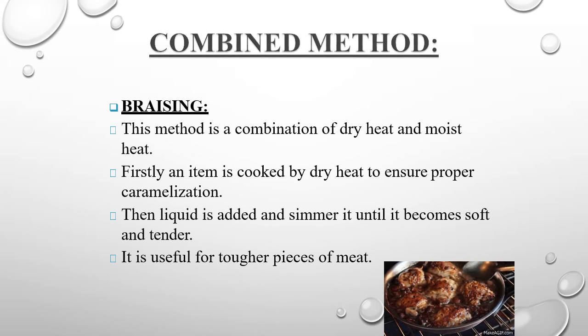Okay, and the combined method. Here we discuss one method for this, that is the braising method, and this method is a combination of dry heat and moist heat. Firstly, an item is cooked by dry heat to ensure proper caramelization, okay, for getting the proper color, and then liquid is added and simmered until it becomes soft and tender, and it is useful for tougher pieces of meat. Okay, it takes a long time for the cooking process.